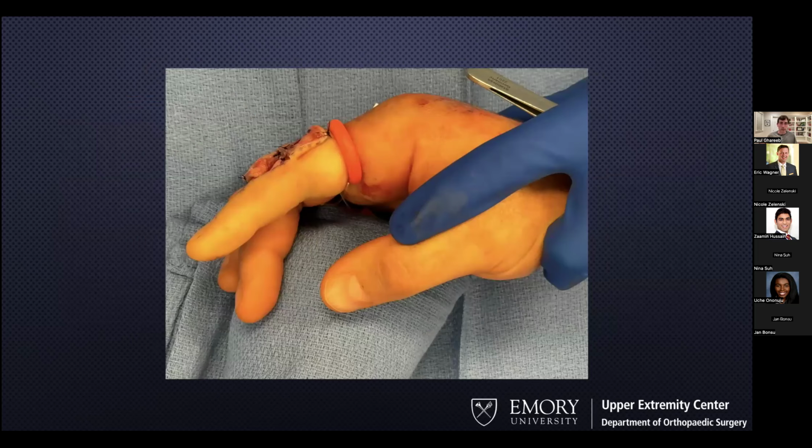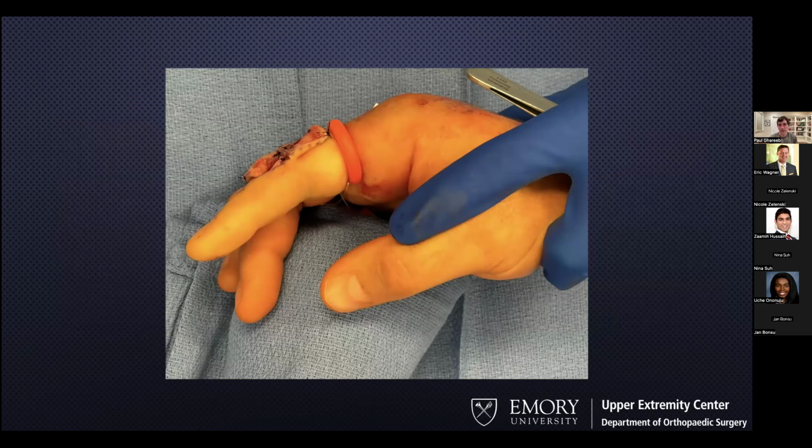And once you just repair the central slip, the finger kind of rebalances. You can see that before repair, he was in a boutonniere posture, and then immediately after repair in the operating room, it immediately corrects the deformity. And that's the principle of the Curtis technique: you're looking for immediate correction of the deformity.